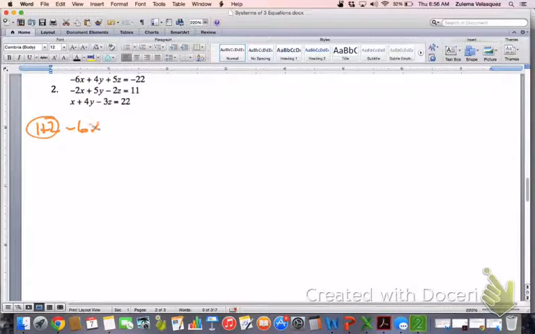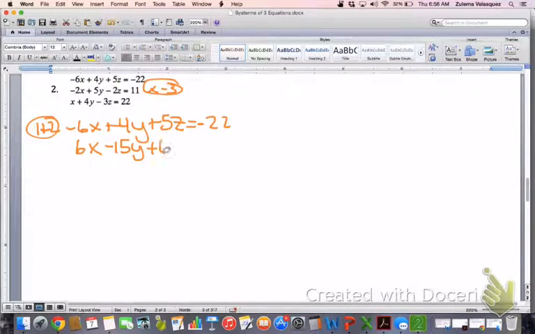Take the first equation and keep it. I'm going to take the second equation and multiply it by 3. But I want to make sure it's negative 3 because the signs are the same. So I want a positive 6x. That means I need to multiply this by negative 3. So if I multiply by negative 3, I get the following. So I get 6x minus 15y plus 6z equals negative 33.